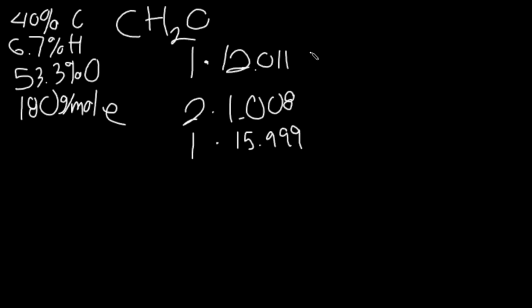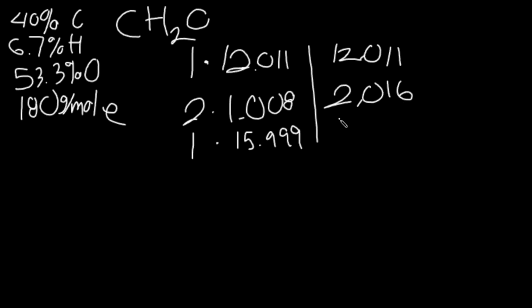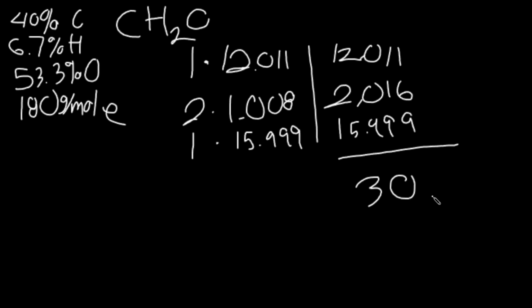So after we get the product of all of them, we get carbon still being 12.011, hydrogen being 2.016, and oxygen being still 15.999. And we need to add them all together. We get the sum of 30.026 grams per mole.